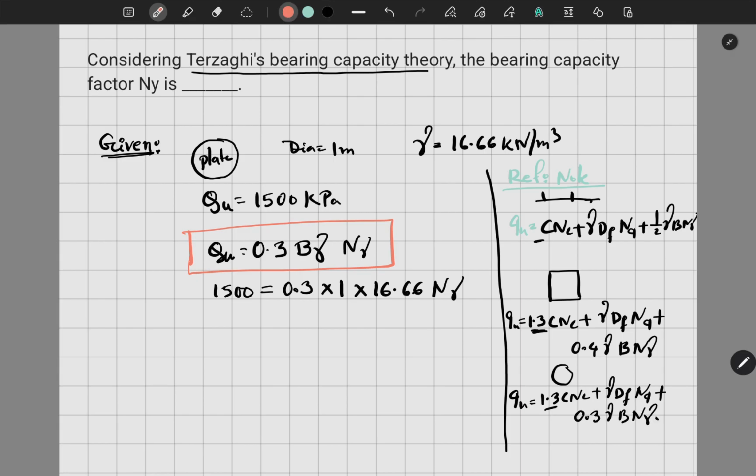In our case we are just using this part, 0.3 gamma B N gamma. This is for circular foundation. Then just calculate and find out the N gamma. Then N gamma becomes around 300. And that's your answer.